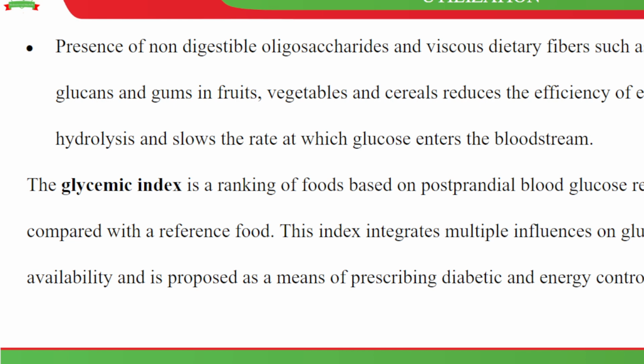So let's understand what the glycemic index is. That is a ranking of food based on the postprandial blood glucose response compared with a reference food. This index integrates multiple influences of glucose availability and is proposed as a means of prescribing diabetic and energy controlled diets. In simple terms, it tells how much a food causes a rise in your blood sugar.